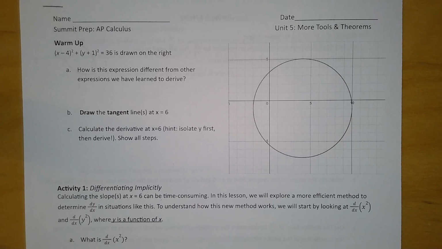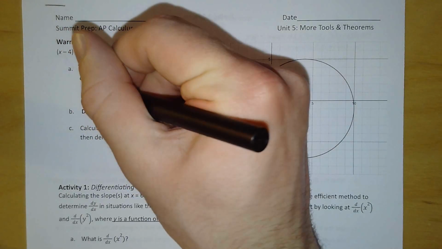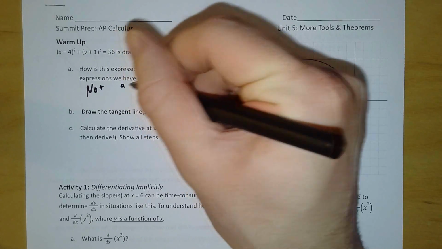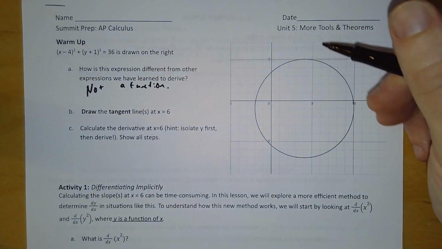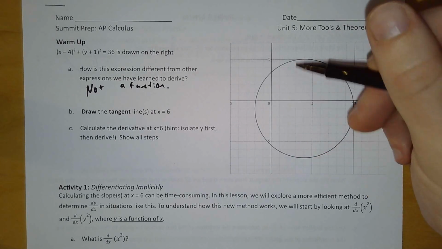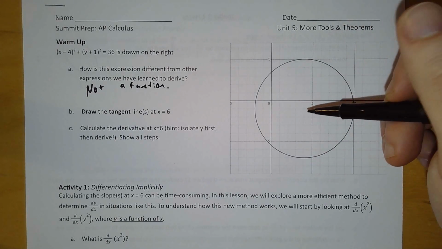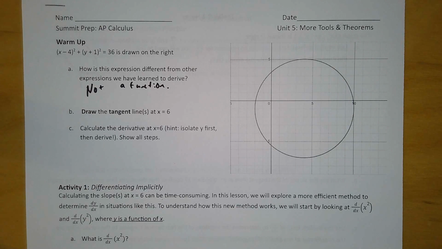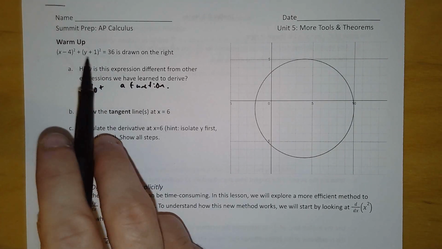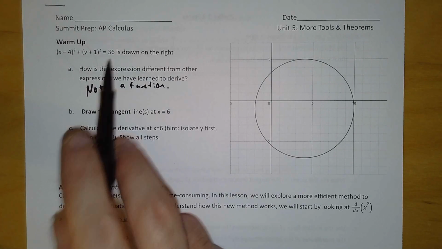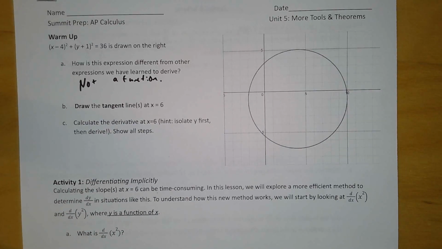Okay, we're back. So how is this expression different from other expressions we have learned to derive? Well, it's not a function, for one thing. Part of the reason it's not a function is because when I draw a vertical line through it, I'm hitting it at 2 points. Also, there's not really a specific input here. It's like an x and a y value is meeting a condition. So it's not like what we've done before.